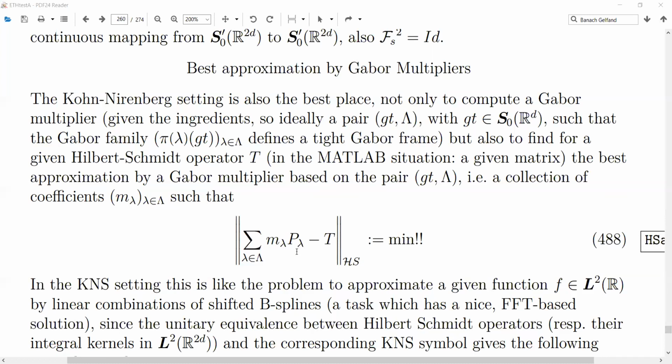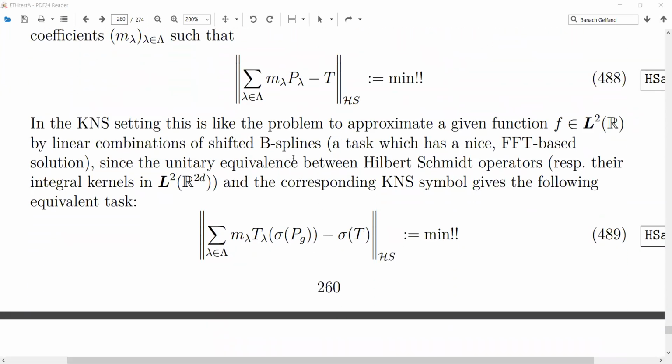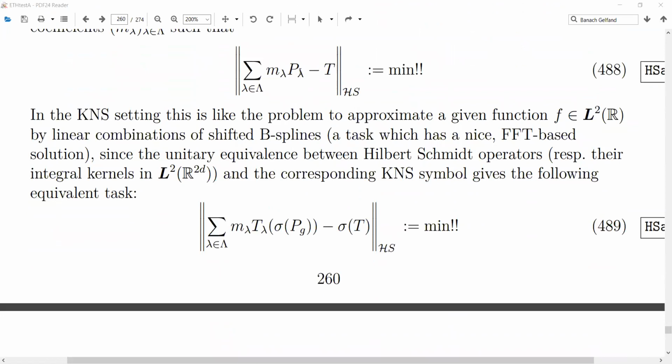So it's interesting. You can have linearly dependent Gabor atoms, let's say 2n Gabor atoms or 720 Gabor atoms, but still the projection matrices are linearly independent. Okay, how can we describe this problem? Well, we go to the equivalent problem, and it's really the same number in the Kohn-Nirenberg setting. So we are saying we need sigma of T to be approximated, and the sigma of T has to be approximated by this linear combination of this.